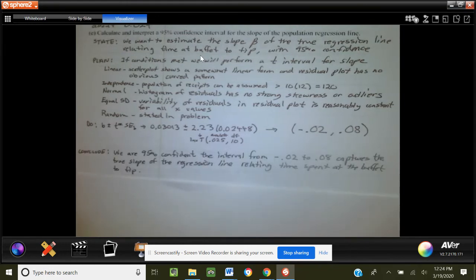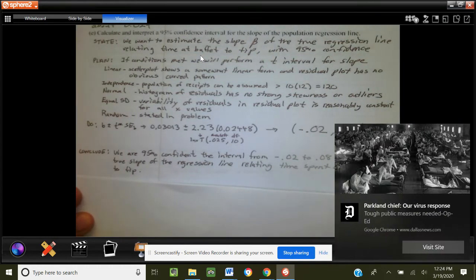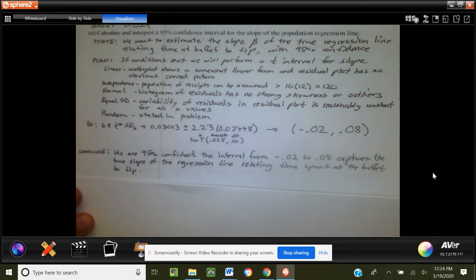Conclude statements, our typical conclusion statement for an interval. Again, we're trying to capture the true slope of the regression line relating time spent at the buffet to tip. So that's what your conclusion would look like.